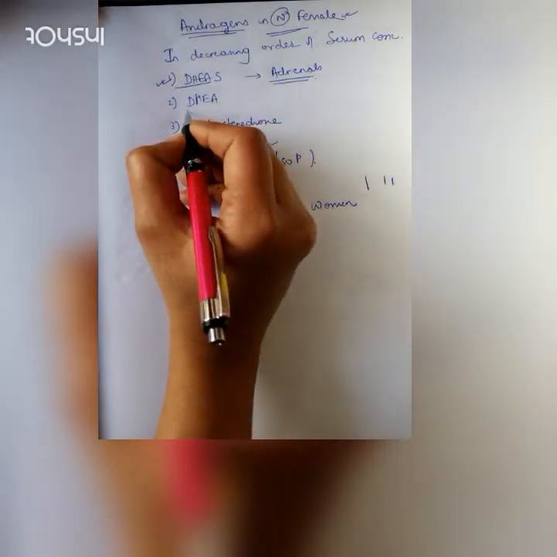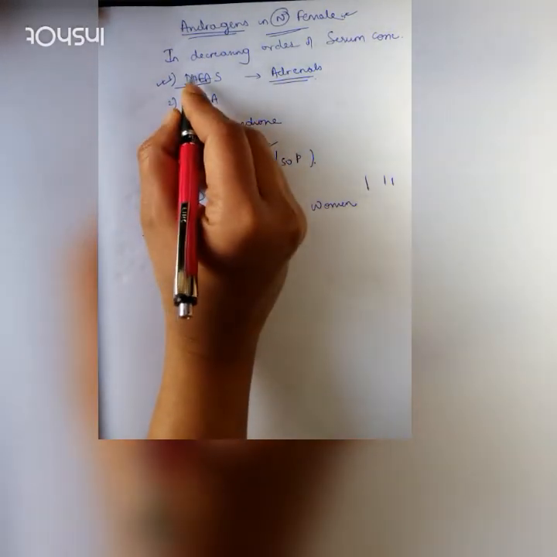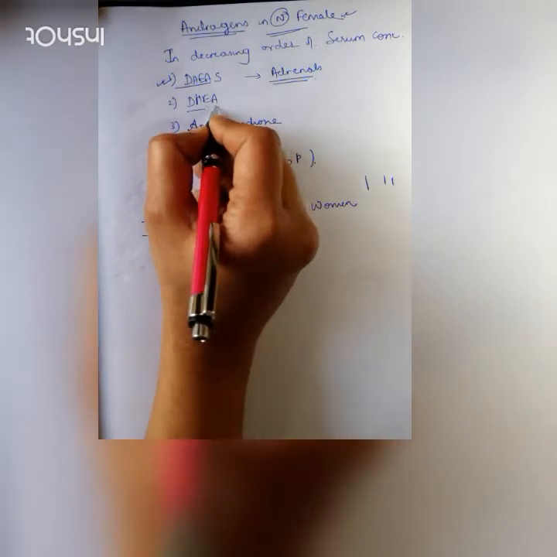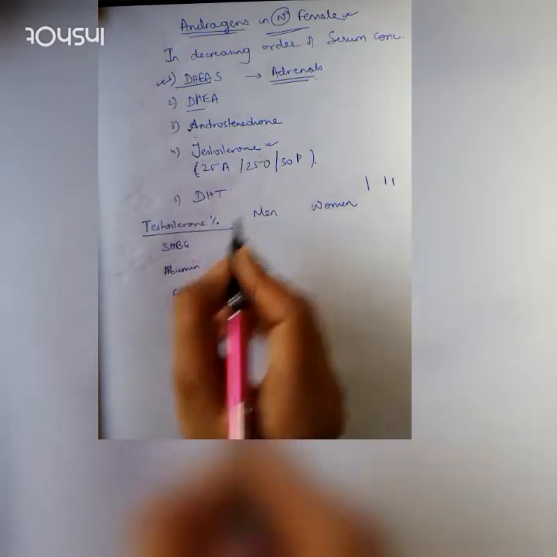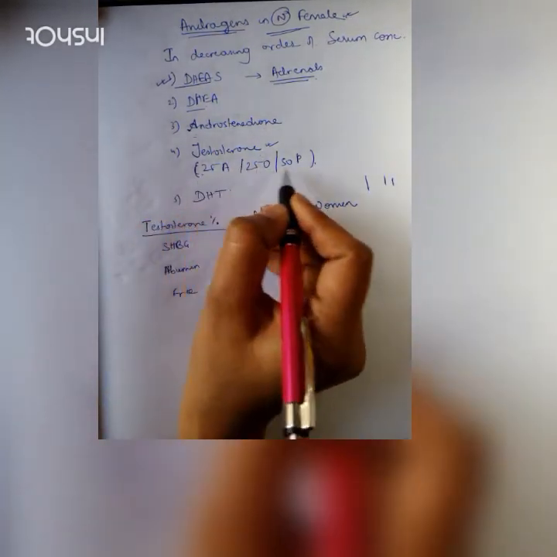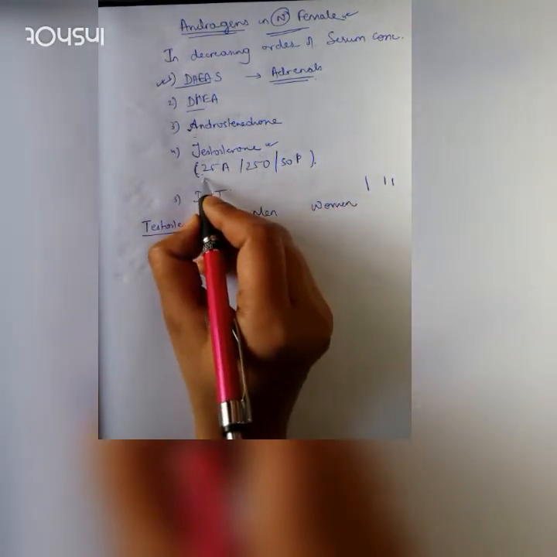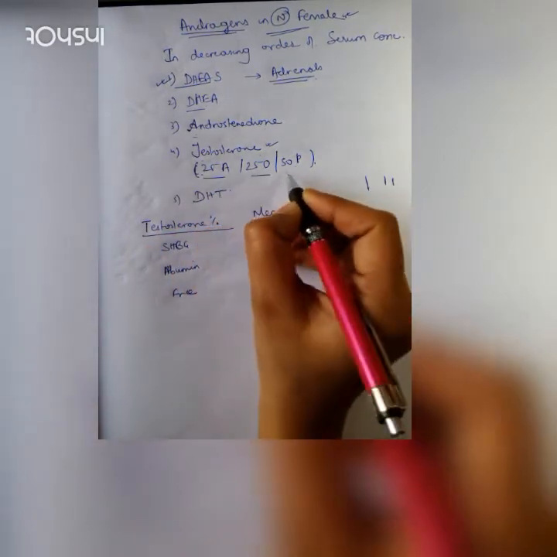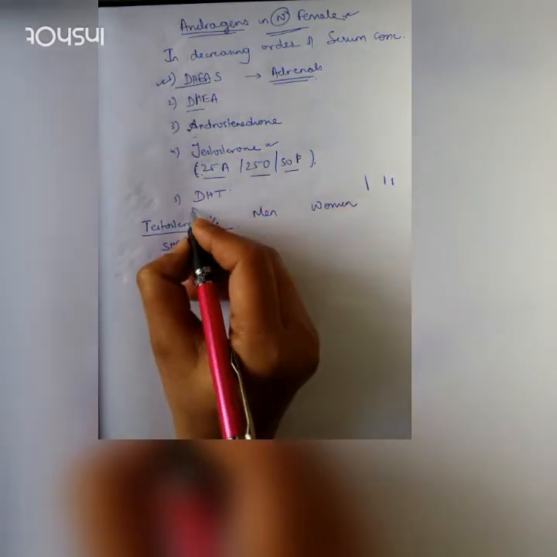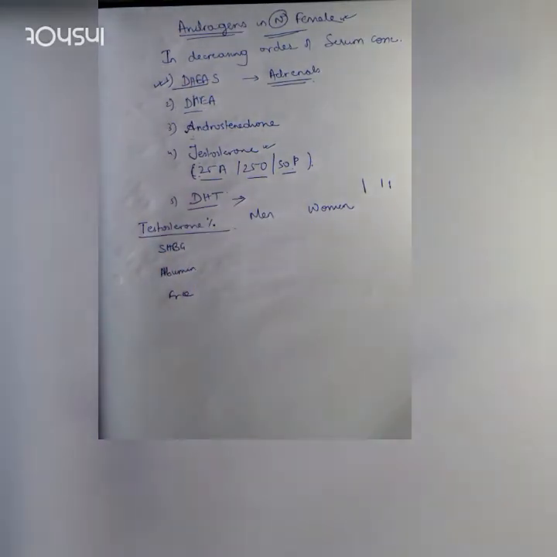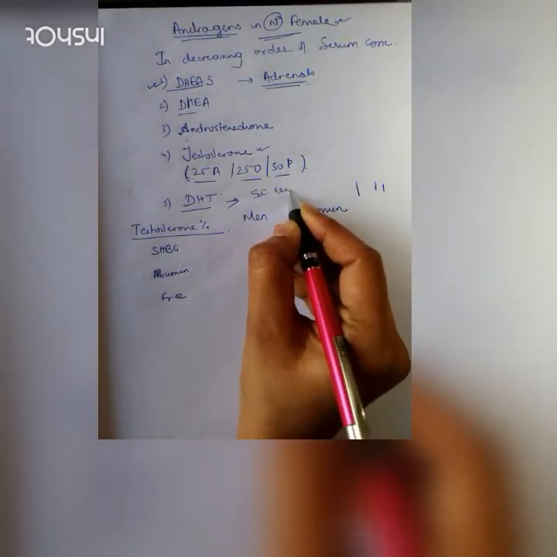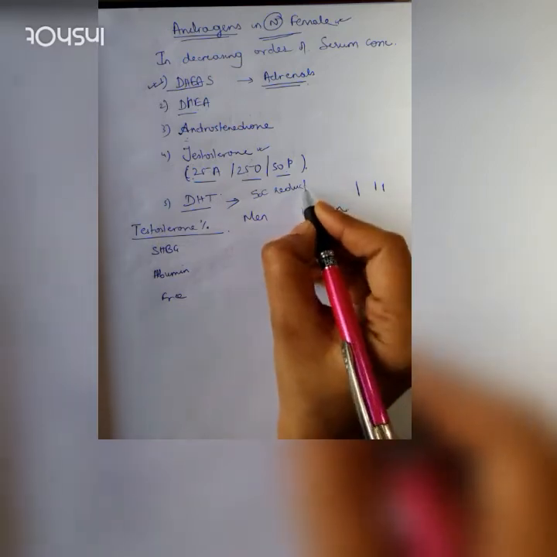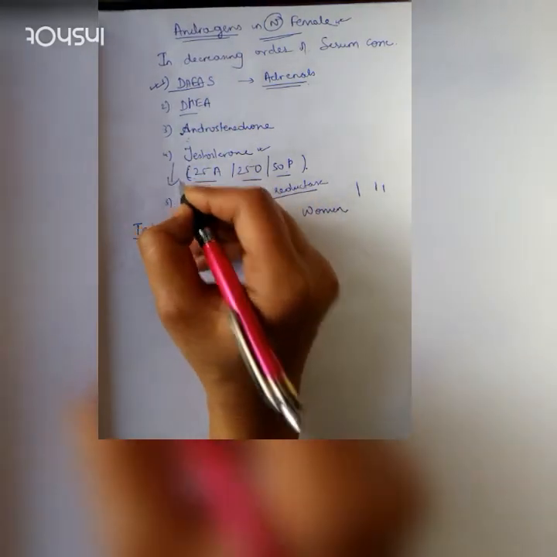Then there's DHEA. If you didn't get the full form, it is dehydroepiandrosterone. And then there is androstenedione. Then there's testosterone. Testosterone, this 25A, 25O, and 50P means that 25% is produced in the adrenals, 25% in the ovaries, and 50% in the periphery. Dihydrotestosterone, the most potent form which is responsible for hair growth, is the 5-alpha reduced form. So there's an enzyme called 5-alpha reductase which converts testosterone to dihydrotestosterone.